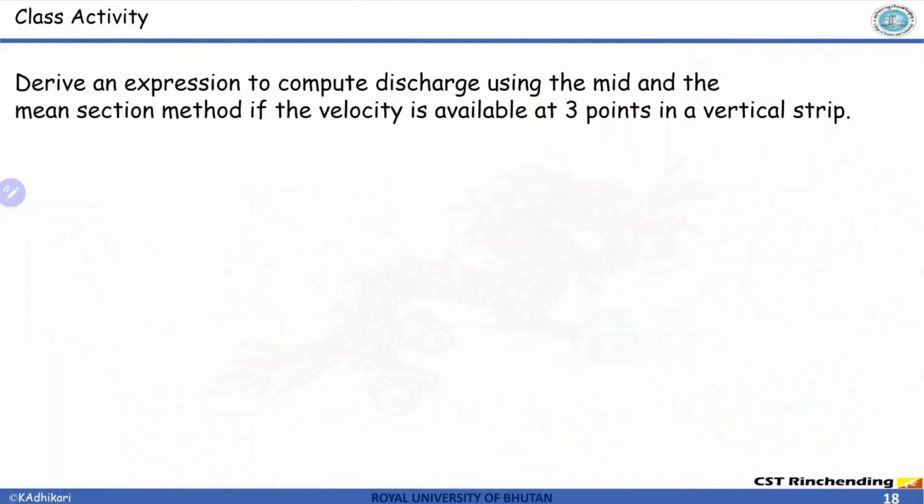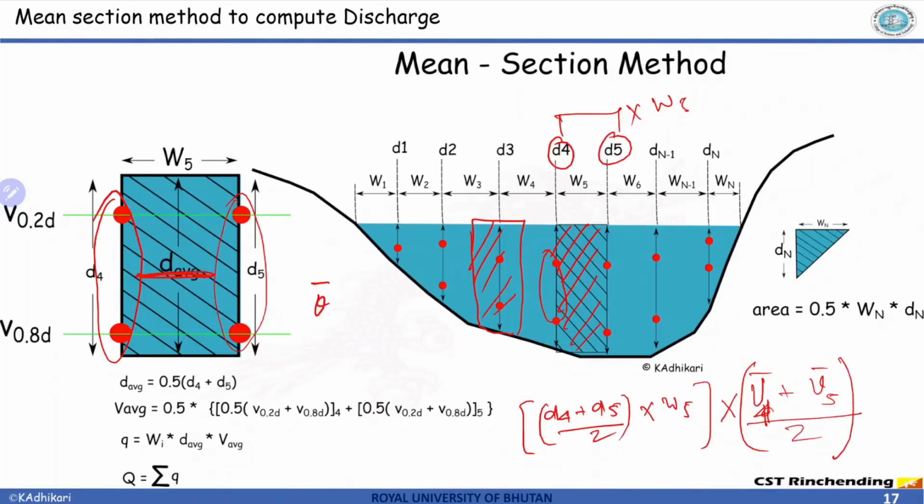Now for the last section, the area is computed like this. Velocity, like I explained, if it is very shallow, just take it as 1. If 2 points are available, then just average out these two velocities, and then area times velocity, whatever the velocity is here, you get it.